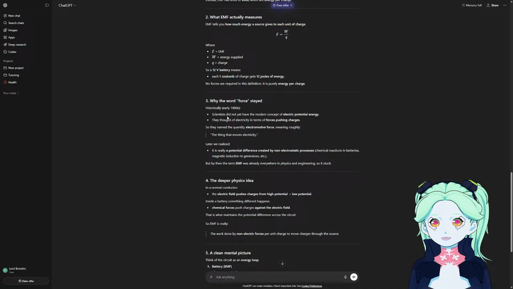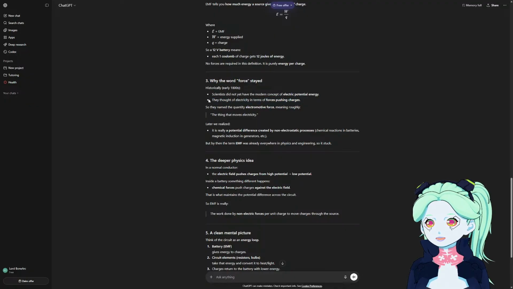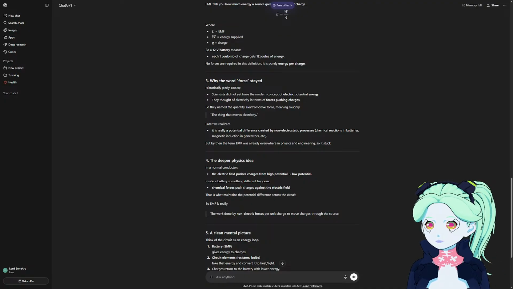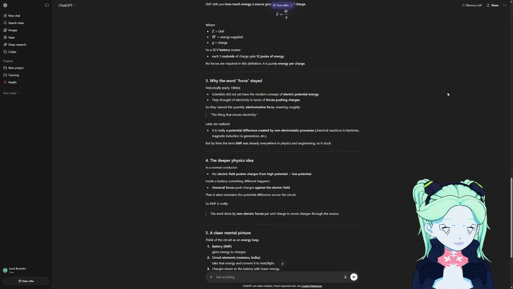Why did the word force stay? Historically, in the early 1800s, scientists did not yet have the modern concept of electric potential energy. They thought of electricity in terms of forces pushing charges, which kind of makes sense, because that's kind of how I was thinking about it. So they named the quantity electromotive force, meaning roughly the thing that moves electricity. Later, we realized it is really a potential difference created by non-electrostatic processes, chemical reactions in batteries, magnetic induction in generators. But by then, the term EMF was already everywhere in physics and engineering, so it stuck.